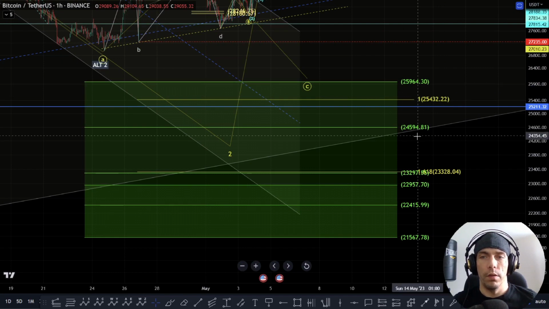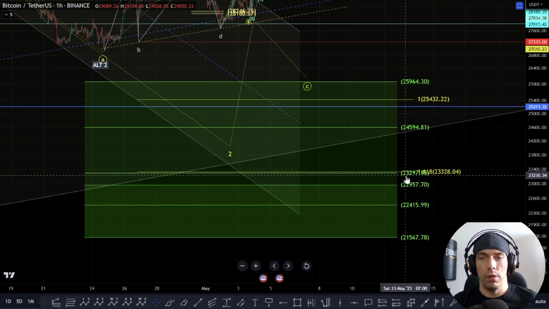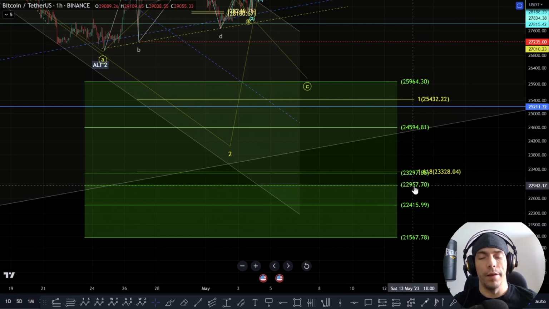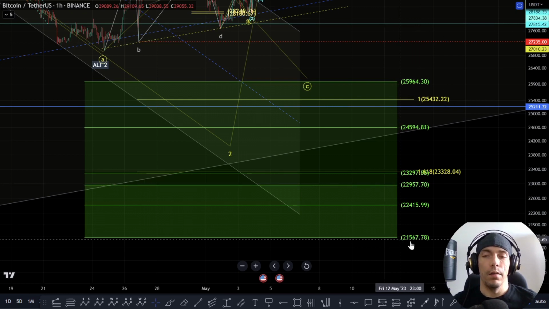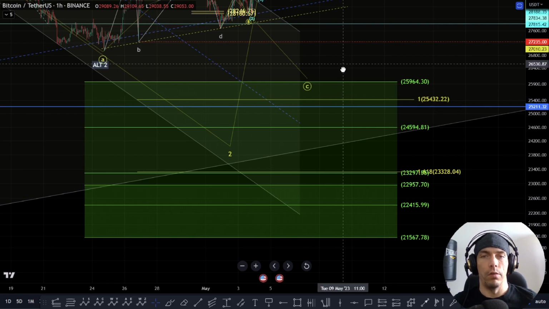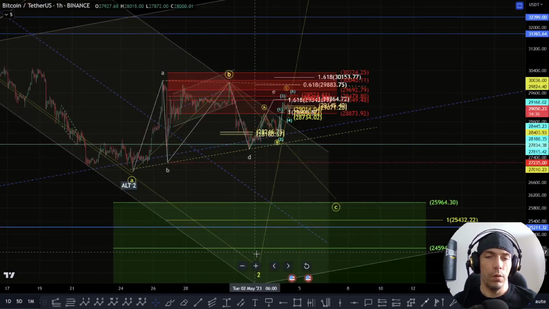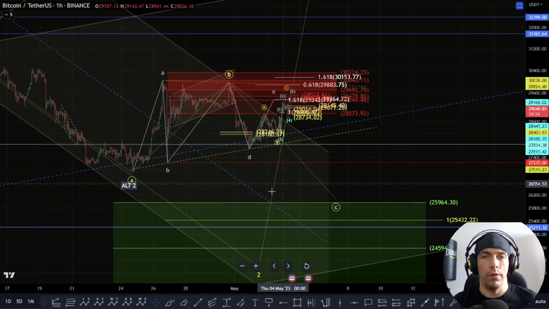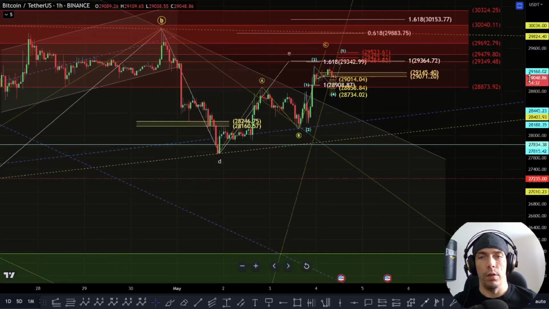This says 24,594. And then lower down, this 23,297 to 22,957. And finally, this lower range here, which we wouldn't want to lose, would be this 21,567. So this would be still looking for that potential where this is a bigger wave 2 here or a bigger B wave to the downside.